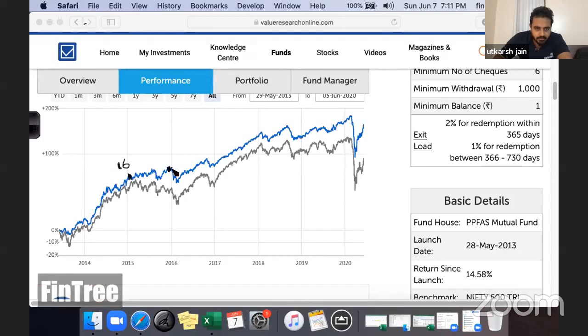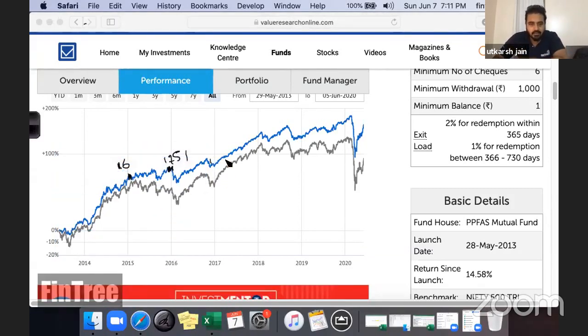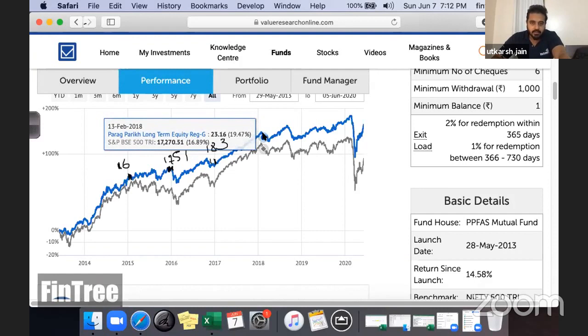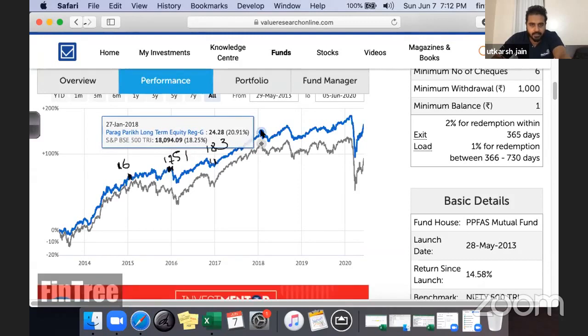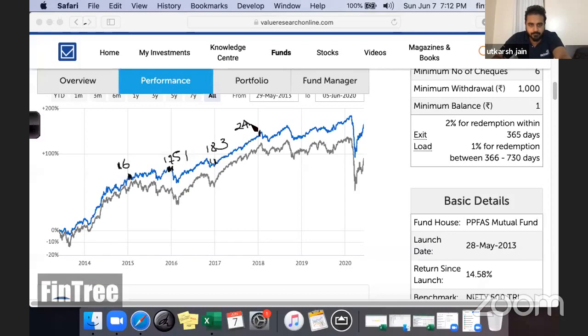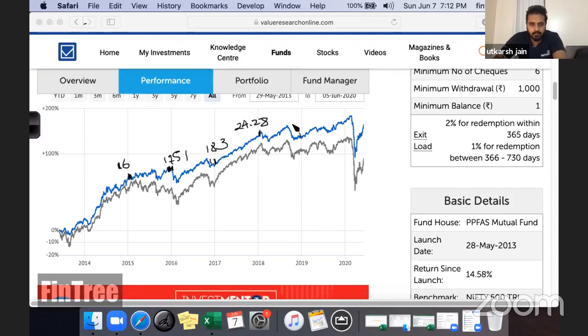So somewhere here, it became 17.51. Then 2017, it was close to 18.3. So let's write down 18.3. 2018, so this looked like a really good year for the markets and the fund. It was 24.28. So 24.28. All right, 2019, 23.20.